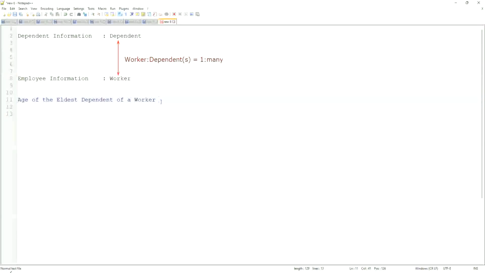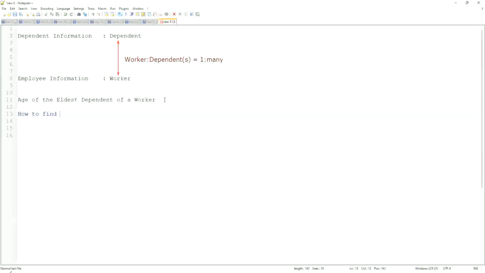We break it down into smaller pieces. Now, eldest dependent. One worker may have many dependents. Now, when you have multiple dependents, how do you find the eldest dependent? Based on what? Based on the age. Based on the age of the dependent.